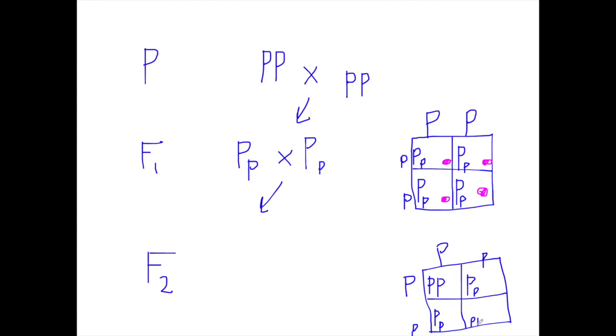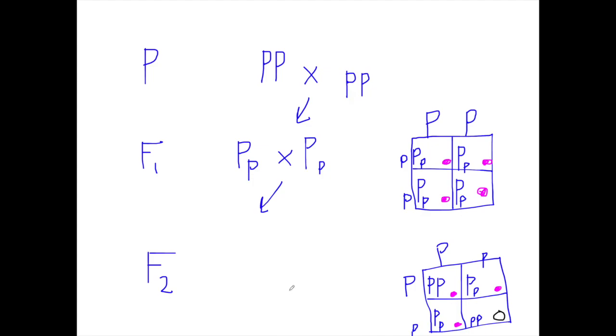Okay. So, to have purple flower color, you need to have at least one big P. So, this is two big P's, therefore it's going to have purple flower color. This has at least one big P, so it's going to have purple flower color. This one has at least one big P, so it's going to have purple flower color. This one, however, does not have a big P, it has two little p's. So, that one's going to have white flower color.